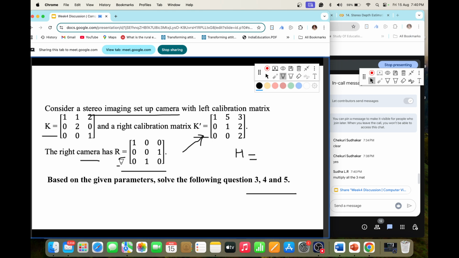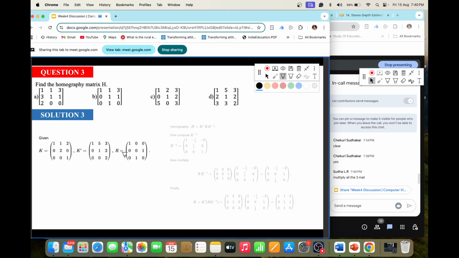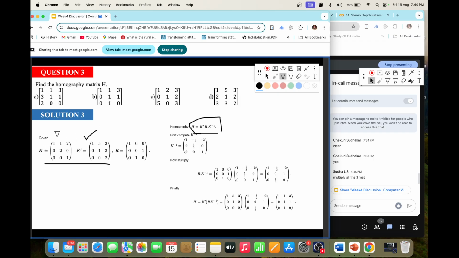H equals K dash R K inverse, right? These are the three matrices, but our H is computed by K dash R K inverse. K dash is given, R is given, but K inverse is not given. We are given K, so first we have to find the inverse of K. Once we find the inverse, then we can multiply: K dash into R into K inverse.